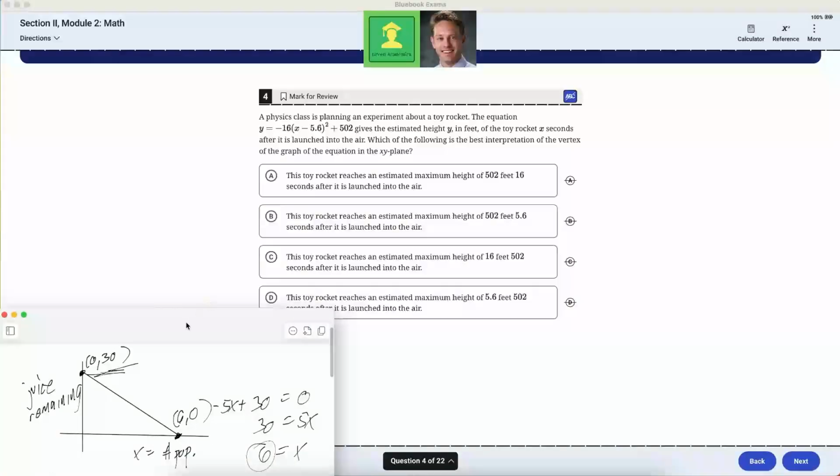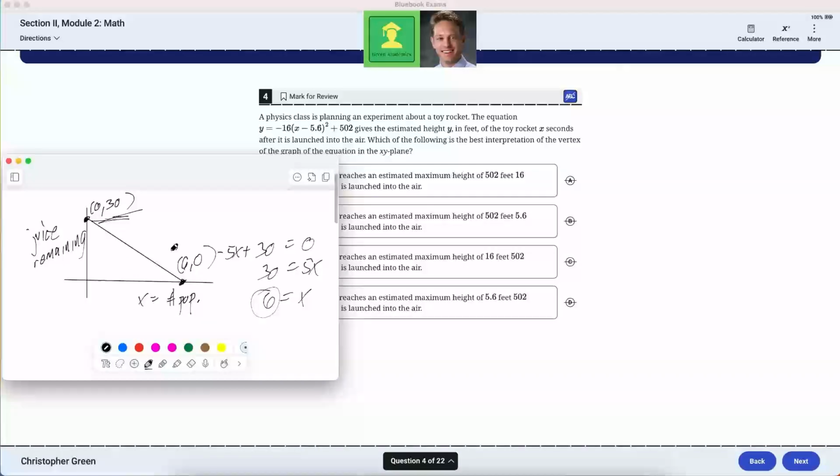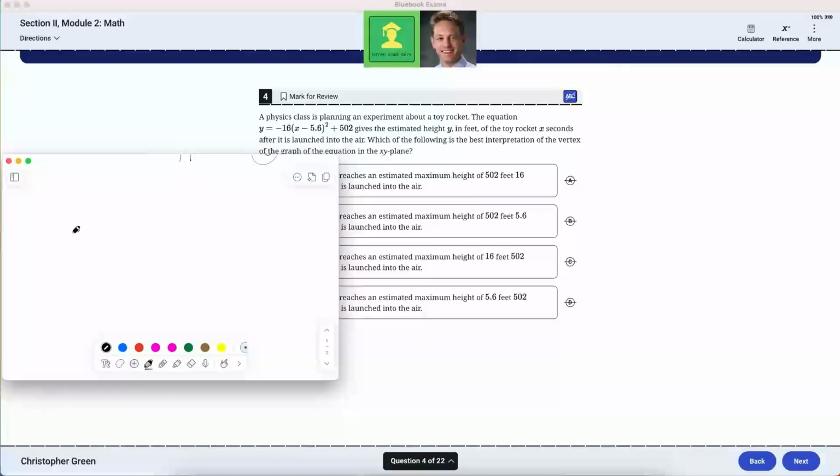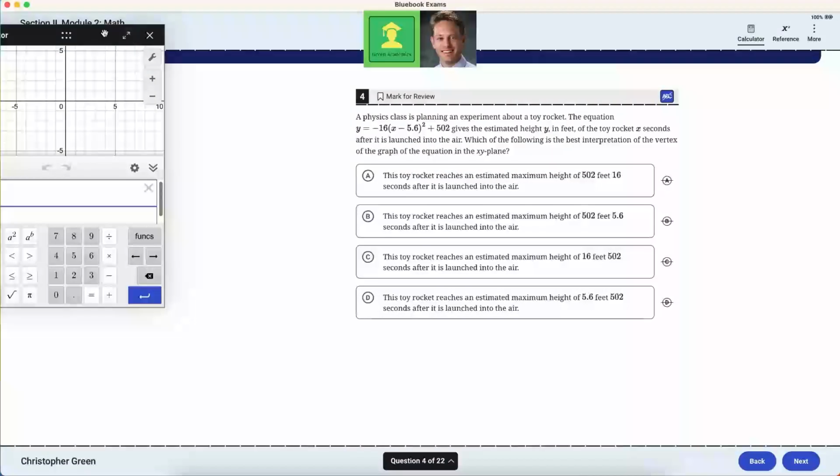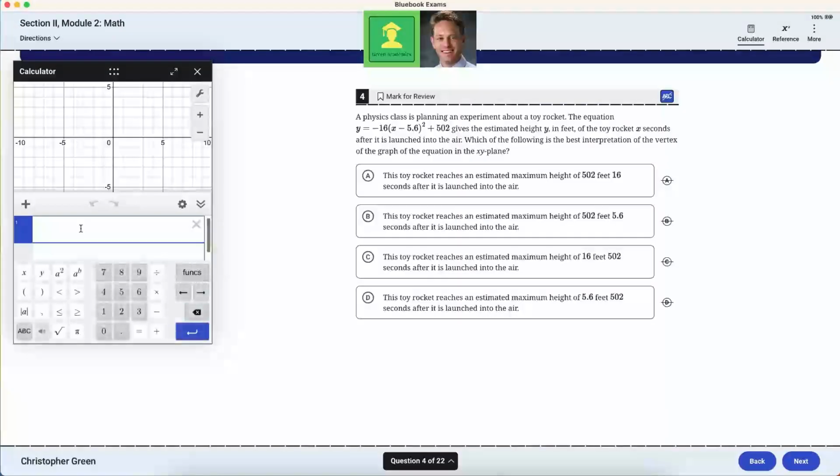If you understand graphical transformations, you can probably just look at it and say the answer. So if you understand in general that when you're looking at something in the form a(x - h)² + k, that has vertex (h, k). Now, even if you don't know that, you can get Desmos to help you very effectively here. So let's put in this whole thing: -16 times the quantity x minus 5.6 all squared plus 502.